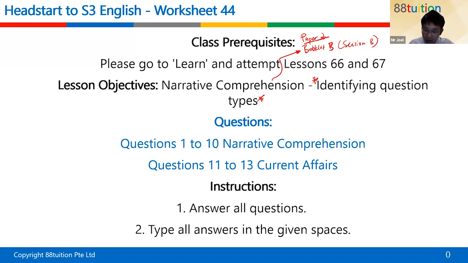Now, last week, I believe I covered summary writing with all of you. And this week we'll be looking at narrative comprehension, which doesn't have summary writing, because summary writing is only for non-narrative texts, like informative texts or non-fictional texts. That will normally be your section C. Today we're looking at section B.